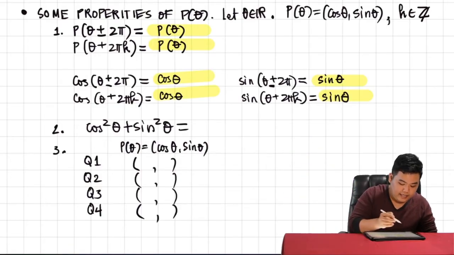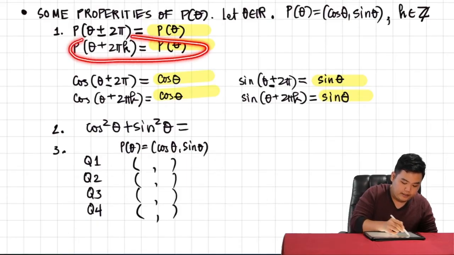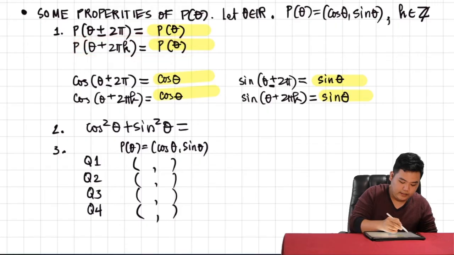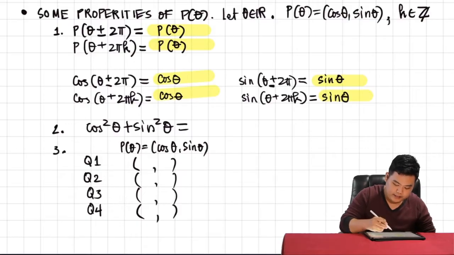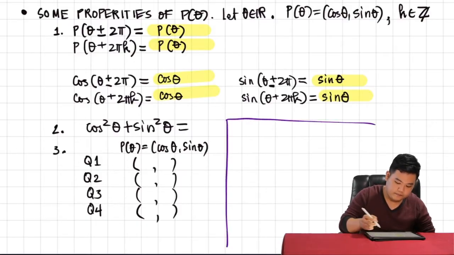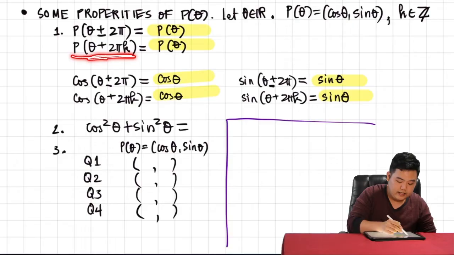So, yung reason for that is, so, balikan natin tong property na ito. Let's say, itong property na lang. Okay. So, from here, anong ibig sabihin nito? Itong part na to is, this is cosine of theta plus 2 pi k, comma, sine of theta plus 2 pi k.